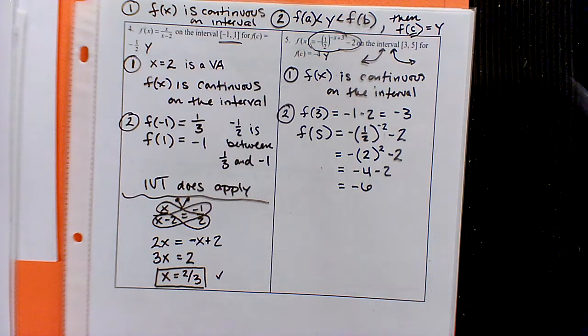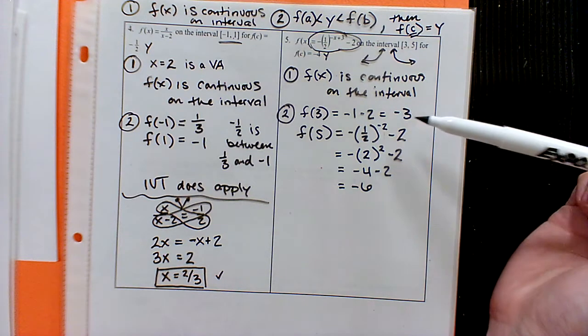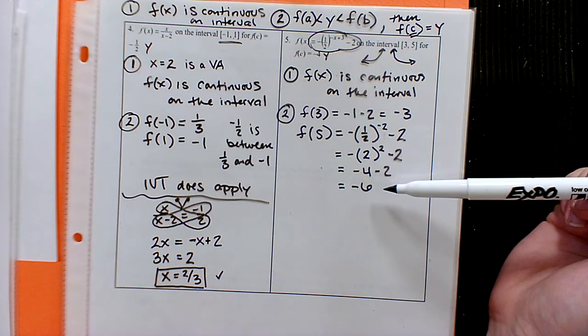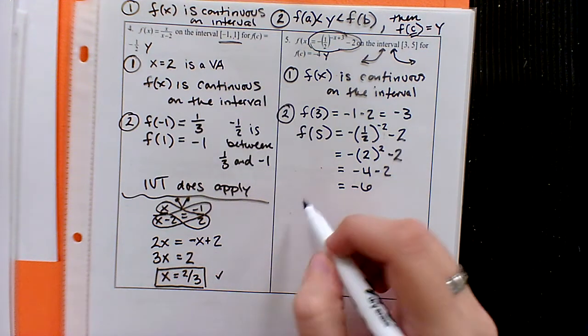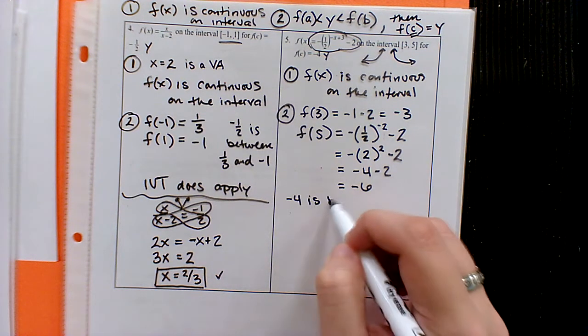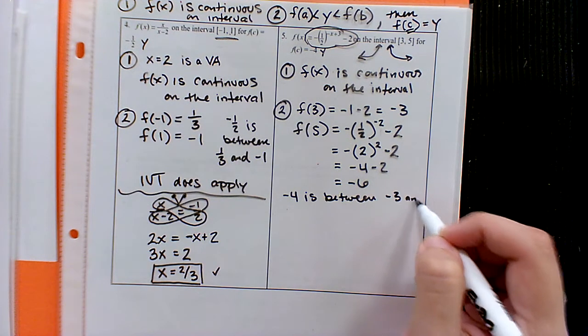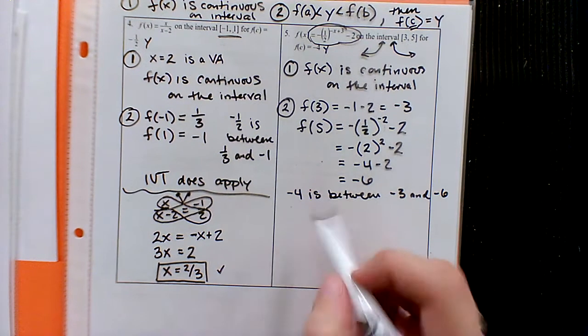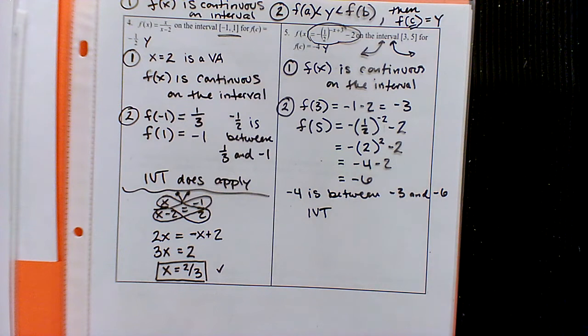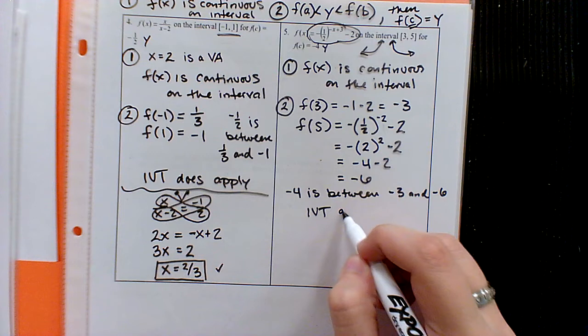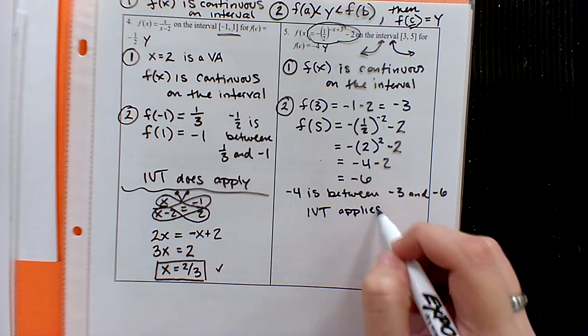So is our second criteria met? Is the y value of -4 between -3 and -6? Checks out. Okay, so we can say -4 is between -3 and -6. So we are guaranteed at least one value that we can plug into this function that would give us negative 4. So the IVT applies.